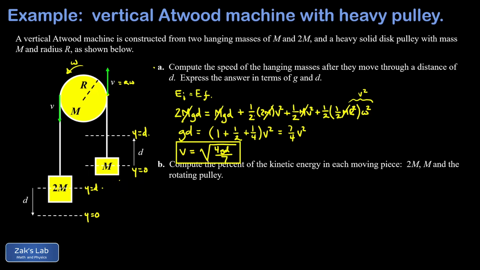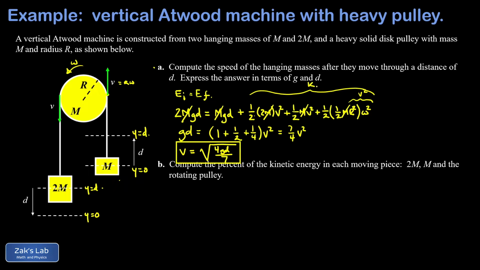Now in part B, we're asked to compute the percentage of the kinetic energy that ends up in each of the moving pieces of the system. So that's each hanging mass in addition to the rotating disk. And before we start, I'd like to just have a convenient expression for the total kinetic energy in the system. If we go back to our original energy equation, those 3 terms on the right give you the total kinetic energy. That was the kinetic energy of each mass plus the rotational kinetic energy of the disk.